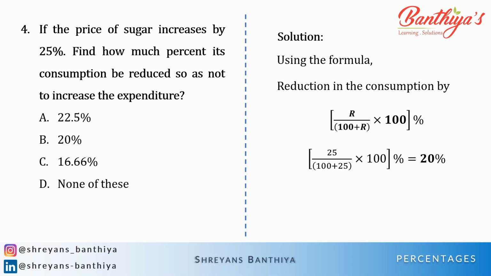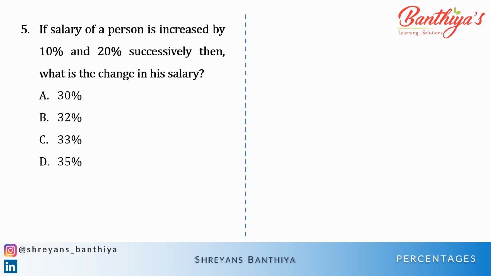Now let's see the last question of today's session. If the salary of a person is increased by 10% and 20% successively, then what is the change in his salary? Now this is a very typical type of question that is usually asked in the percentage section. It is called successive increase or successive decrease type of questions. Now we will also deal with such kind of questions in the chapter profit and loss. But let's understand the concept of successive increase.